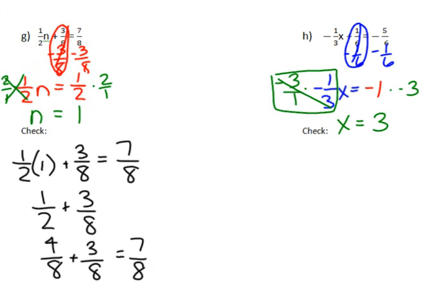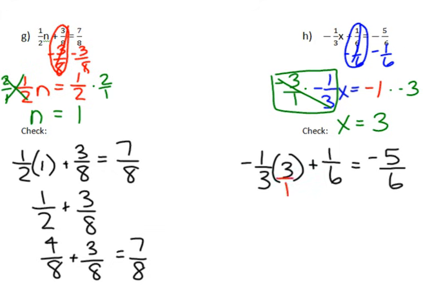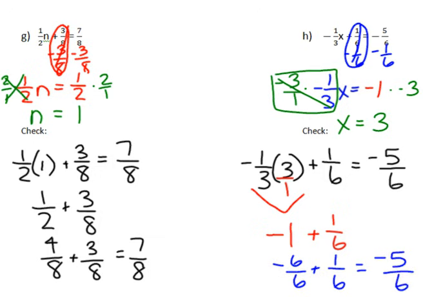All right, plug that back into the original equation, negative 1/3 times 3 plus 1/6 should equal negative 5/6. Okay, negative 1/3 times 3, if you want, you can put the 3/1. That's going to simplify down to negative 1. Negative 1 can be rewritten as negative 6/6. And when we add 1/6 to that, you will get negative 5/6. So we know that 3 is the correct answer.